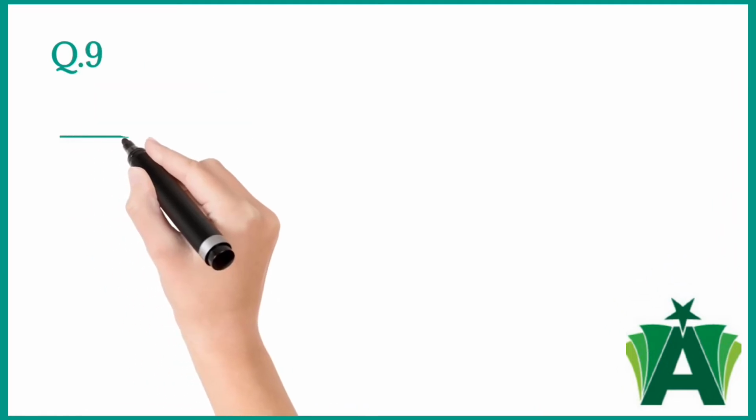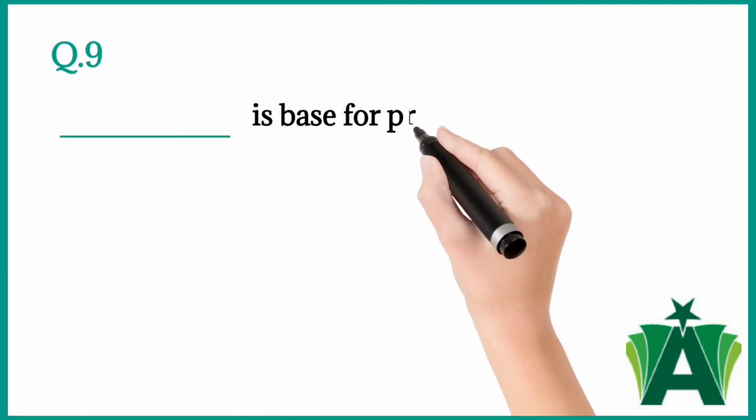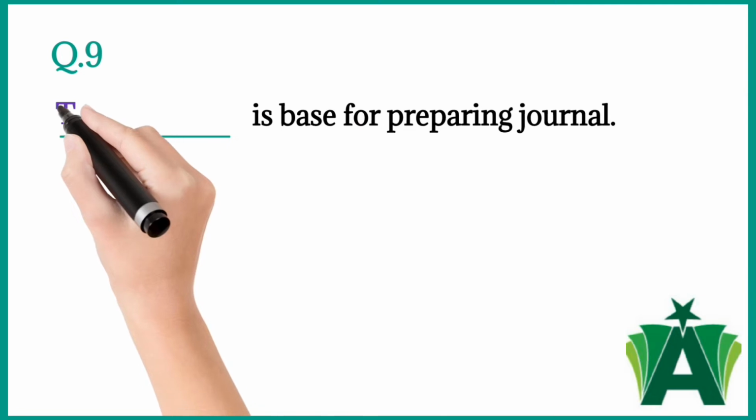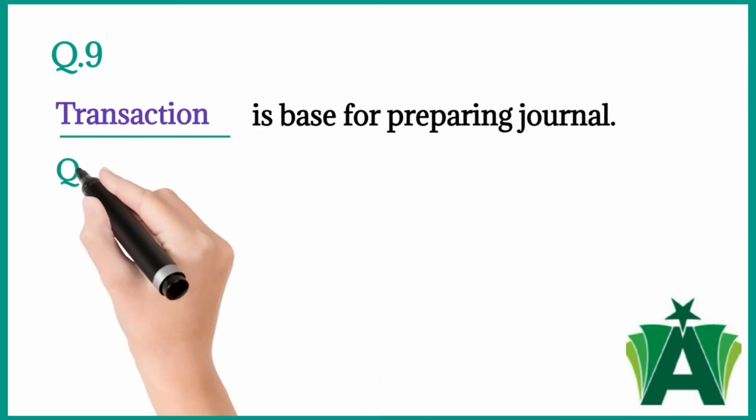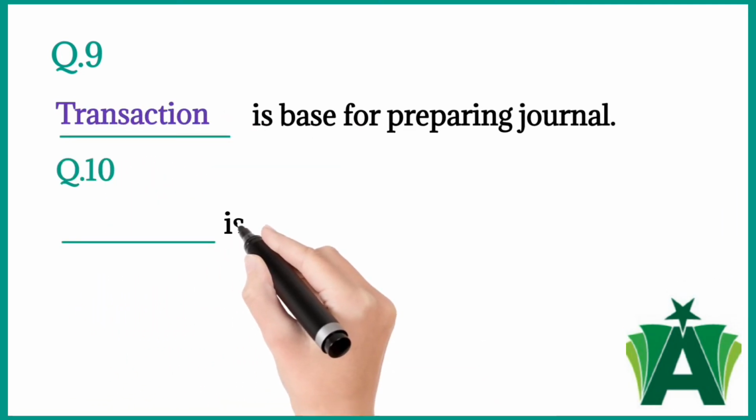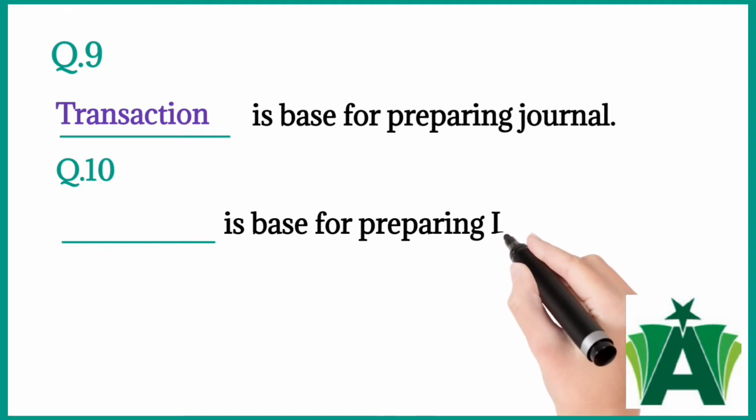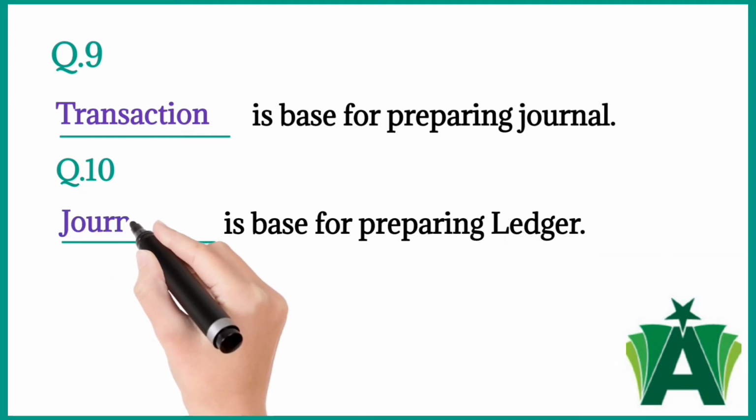Question number 9. Dash is base for preparing journal. The correct answer is transaction. Question number 10. Dash is base for preparing ledger. The correct answer is journal.